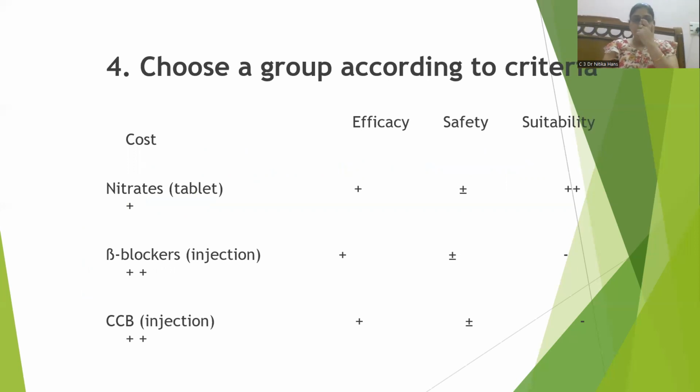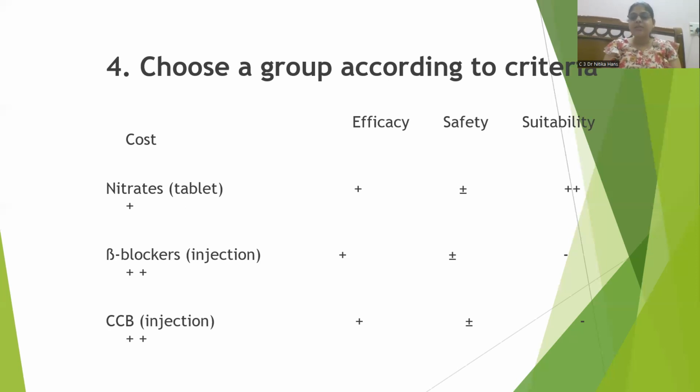Now, we have to choose a group according to the criteria: cost, efficacy, safety, and suitability. The cost of beta blockers and calcium channel blockers is less as compared to nitrates, but efficacy-wise these drugs are also suitable. I've already discussed the mechanism of action. These are all efficacious, but nitrates are also safer. The only side effect is postural hypotension. For suitability, nitrates come in sublingual tablet form, and the action is instant. Beta blockers are given in injection form, so these are less suitable.